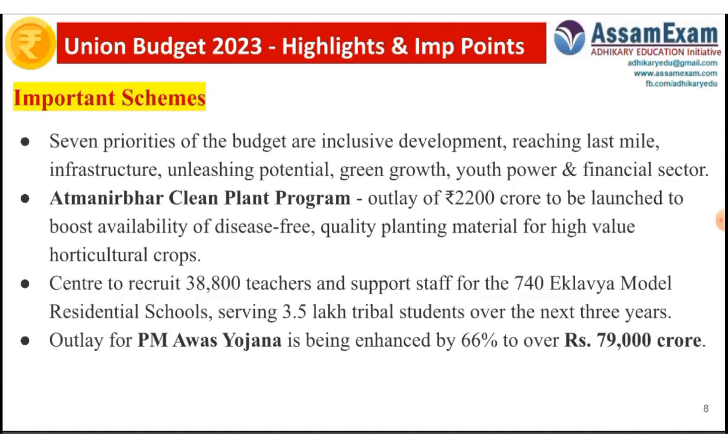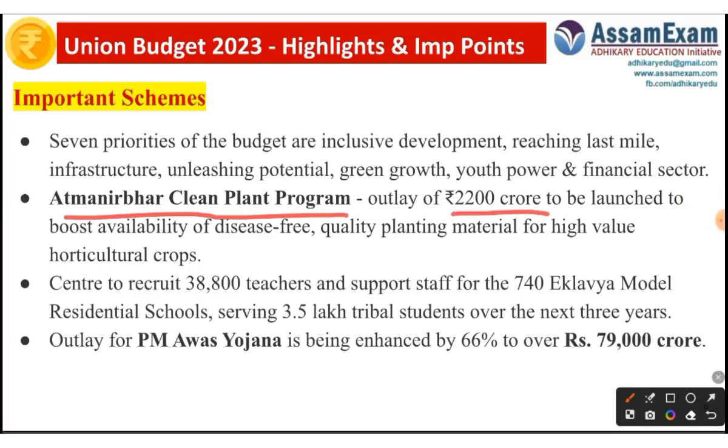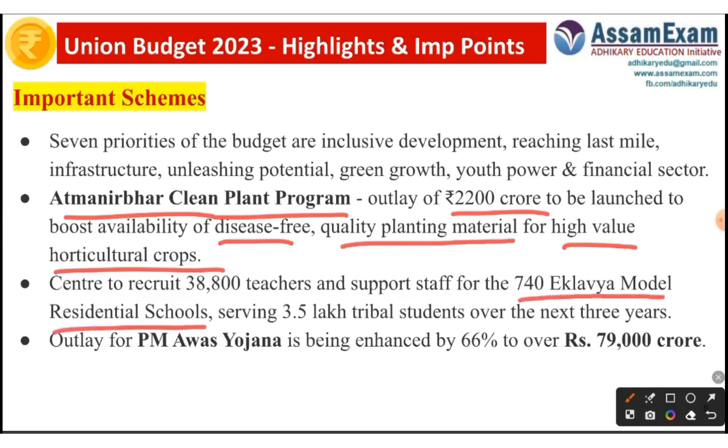Some of the important schemes discussed in Union Budget 2023 are: Atmanirbhar Clean Plant Program with an outlay of 2,200 crore is to be launched to boost availability of disease-free quality planting material for high-value horticulture crops. Government has also planned to recruit almost 38,000 teachers and support staff for the 740 Eklavya Model Residential Schools. These Eklavya Model Schools are mainly introduced for the education of tribal people.